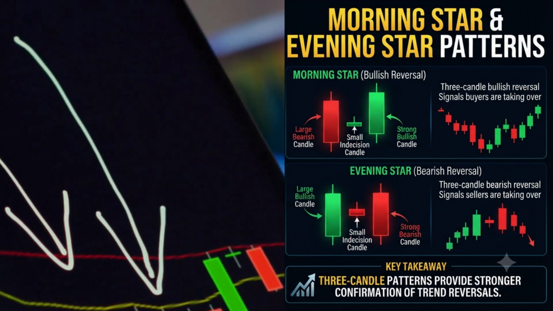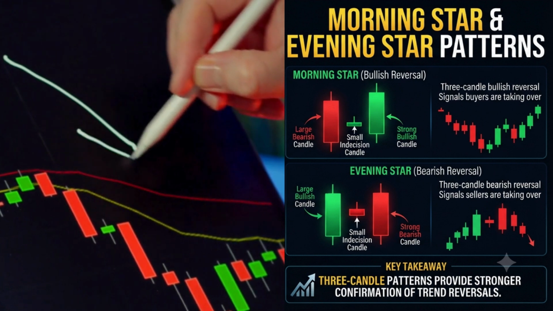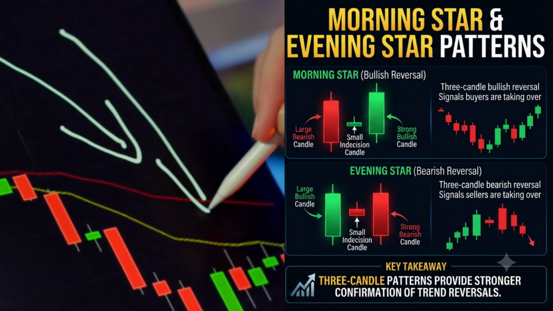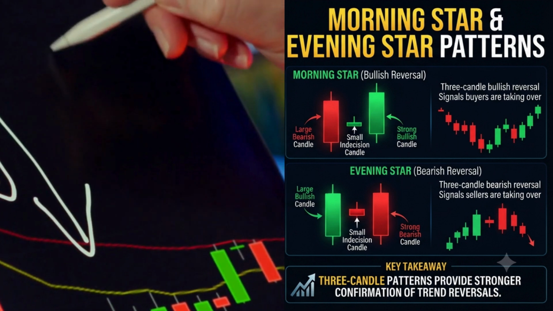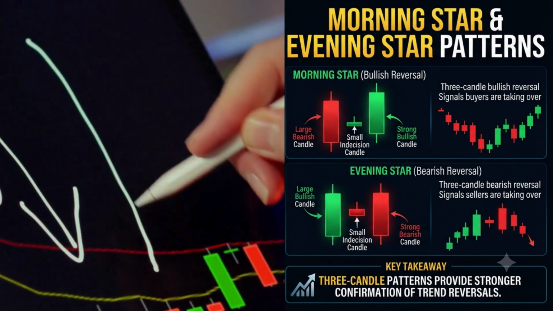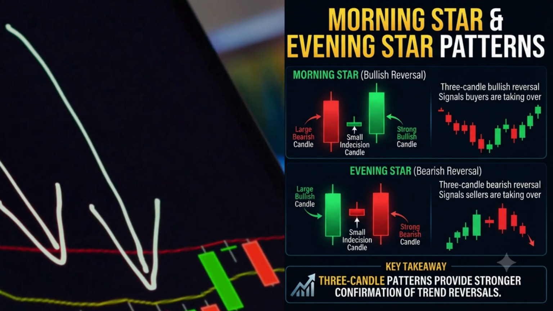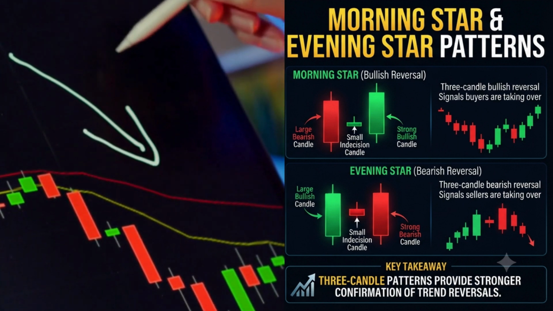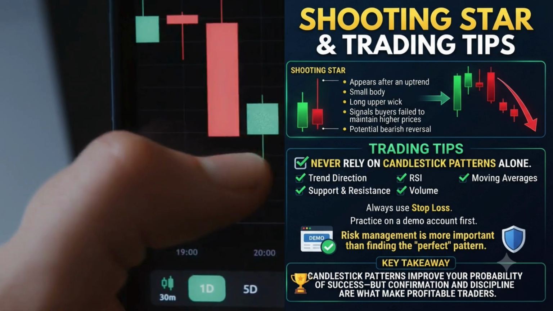The evening star works the opposite way. It appears after an uptrend. It starts with a strong bullish candle. Next comes a small indecision candle. Finally, a large bearish candle confirms sellers have taken control. These patterns are considered stronger than many single candle patterns because they demonstrate a complete shift in market sentiment over multiple candles.